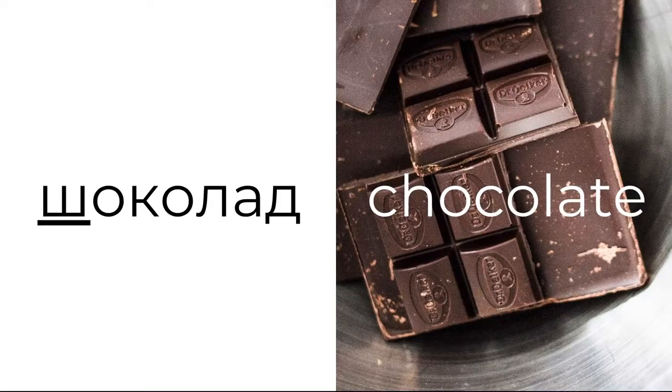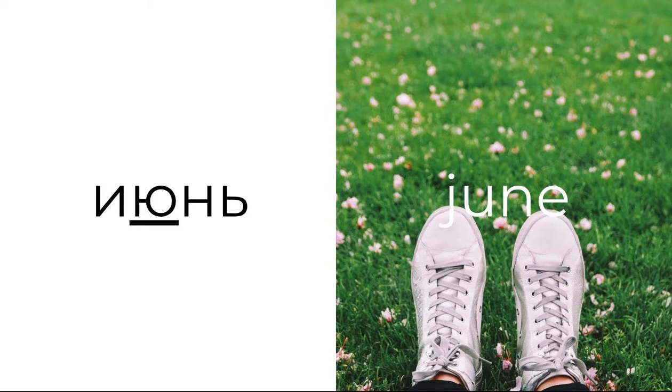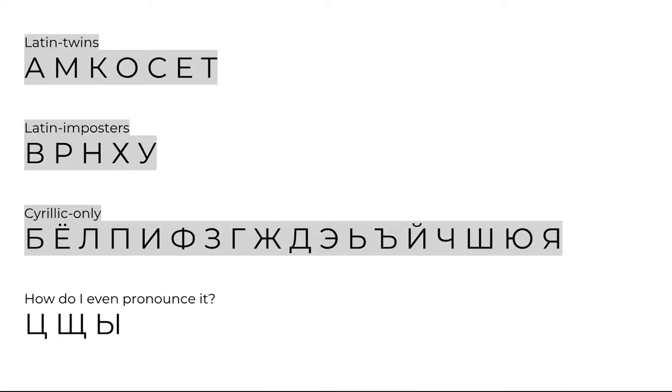And that's sh, like sh. In Russian, we call chocolate шоколад. And that's u. For example, июнь, which means June. And that's я, like the opposite month, январь. That was a big chunk of new Cyrillic-only letters. We are almost there.